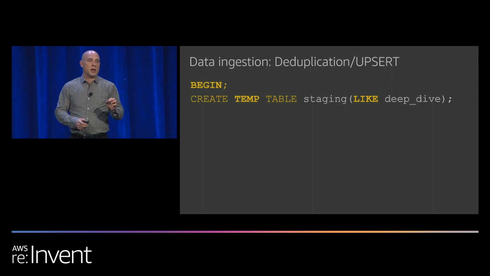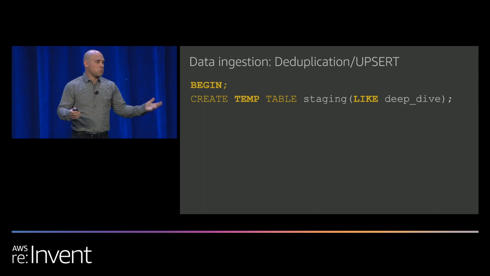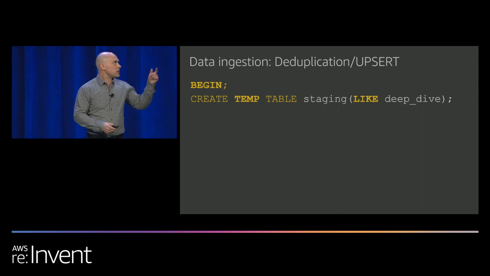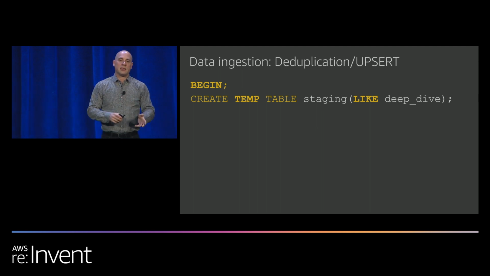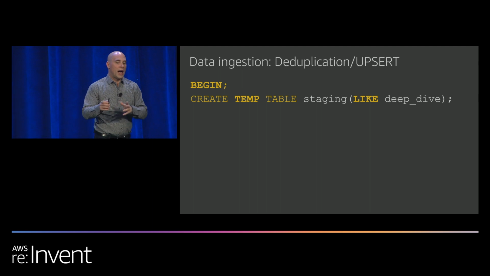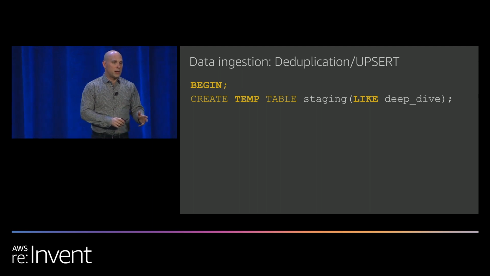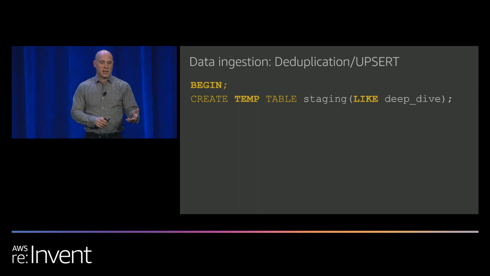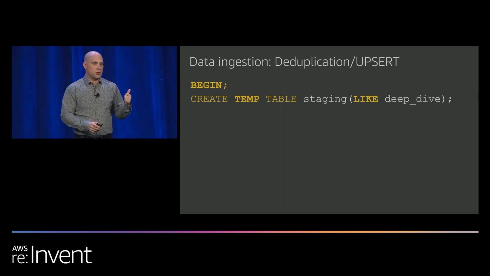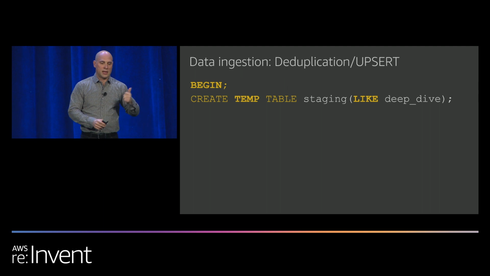I'm going to create a temporary table, because temporary tables are twice as fast, so that makes sense for a staging table. I'm actually going to also use this LIKE keyword here. And the reason I'm going to use that is it's going to copy over the distribution key from my other table, from my prod table. It's also going to copy over compression settings as well, which is nice. So the staging table now has the same distribution key as the prod table.